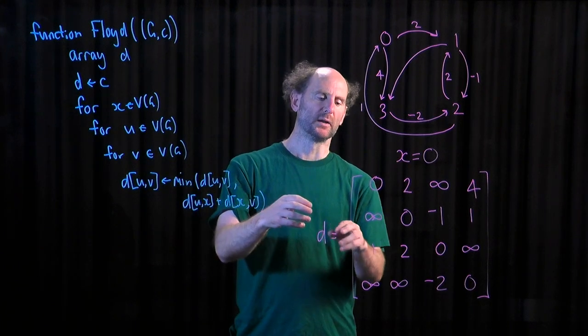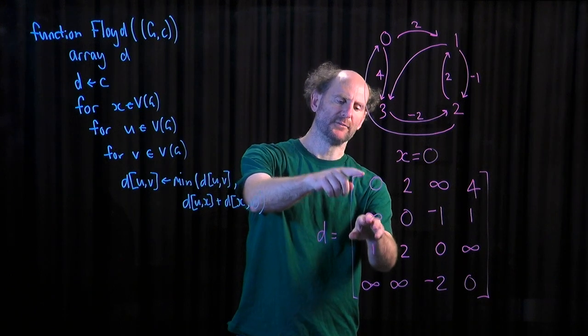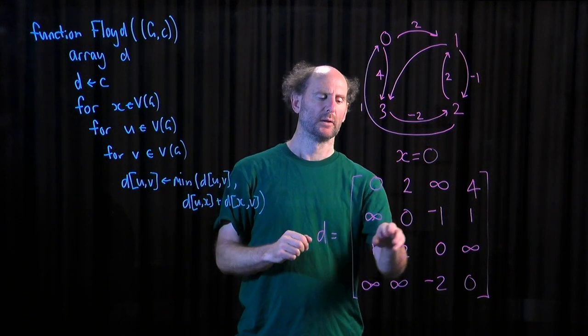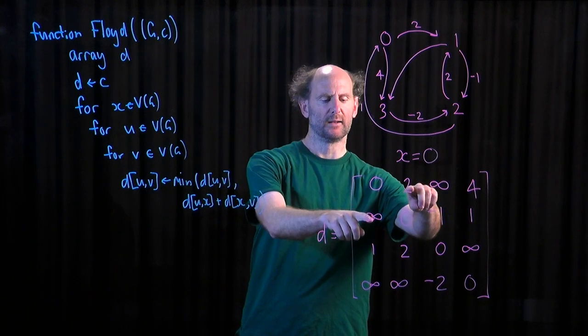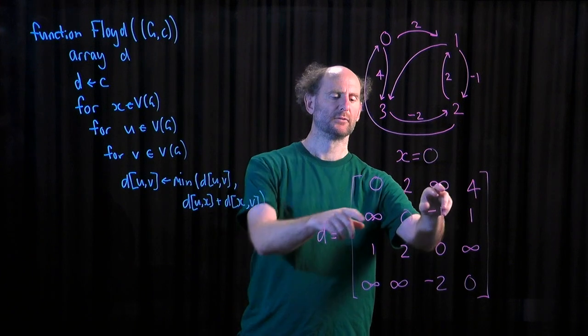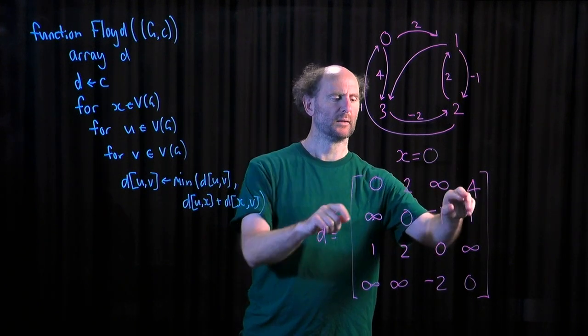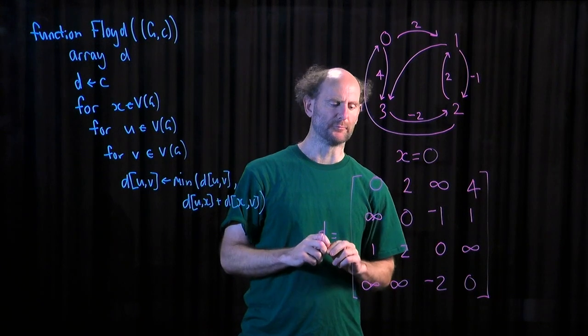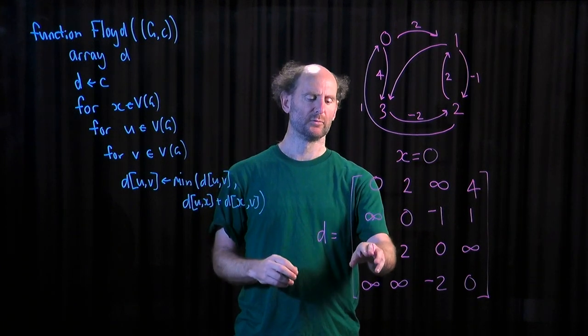So I'm going to say, is this infinity greater than infinity plus 0? No, it's not. How about is 0 greater than 2 plus infinity? No, it's not. Is minus 1 greater than the sum of these two infinities? No, it's not. Is 1 greater than 4 plus infinity? No, it's not. We're on the second row now, corresponding to node 2.